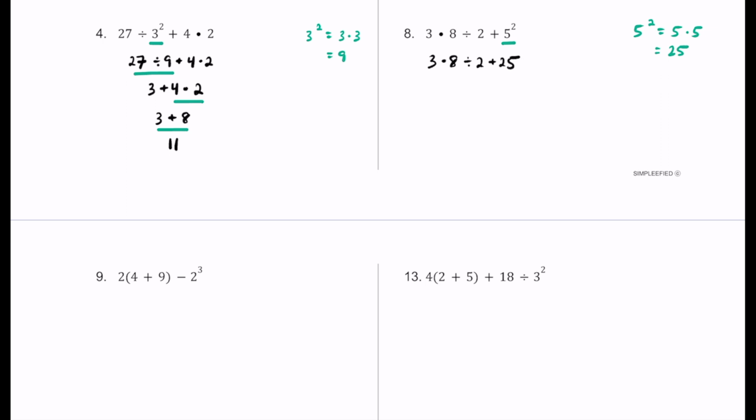We have multiplication, division, and addition. Multiplication and division are equals, but multiplication is to the left. So 3 times 8 is 24. 24 divided by 2 plus 25. Between division and addition, division gets to go first. 24 divided by 2 is 12, so we have 12 plus 25. And then finally, 12 plus 25 is going to be 37.